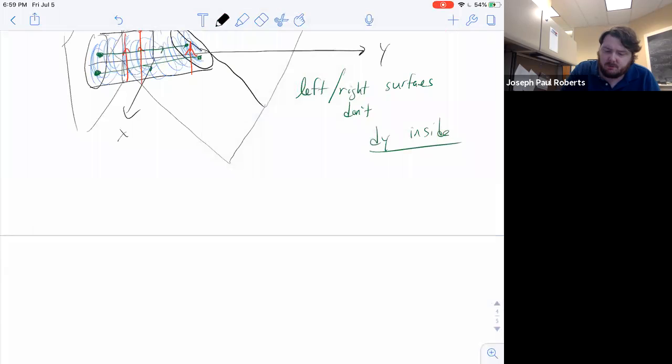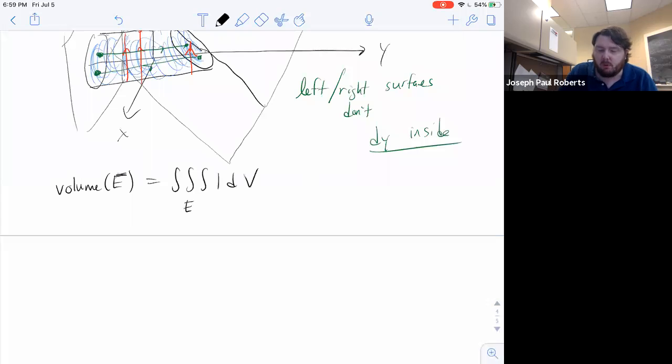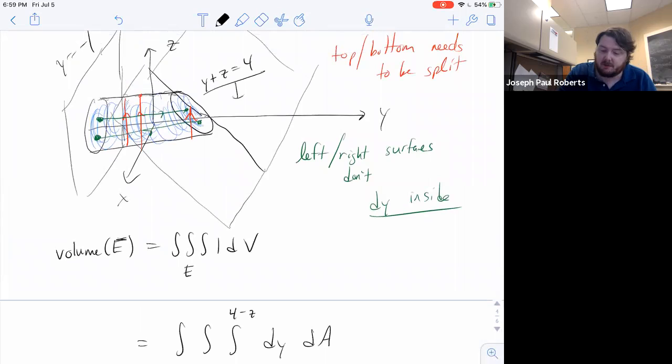Okay, so remember the volume of E, that's when we do a boring triple integral of the boring constant integrand f equals 1. And so we're just going to integrate dy. And so y starts at -1 and stops at 4 minus z. Right? So if we're putting dy on the inside, you have to solve for y in terms of x and z, which, okay, not too much trouble on this one.